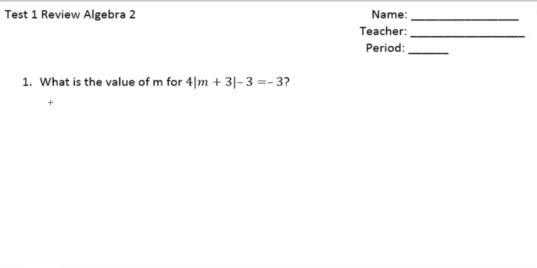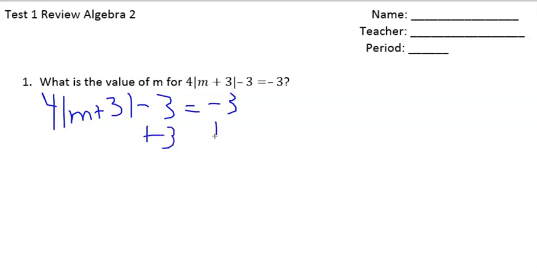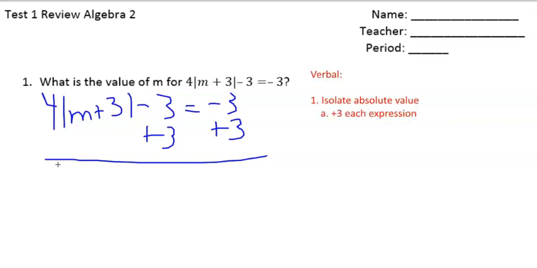The first step that we want to do for this one is isolate our absolute value sign. So first we want to add the constant 3 to each expression, both sides of the equation. So then we have 4 times the absolute value of m plus 3 equals 0.